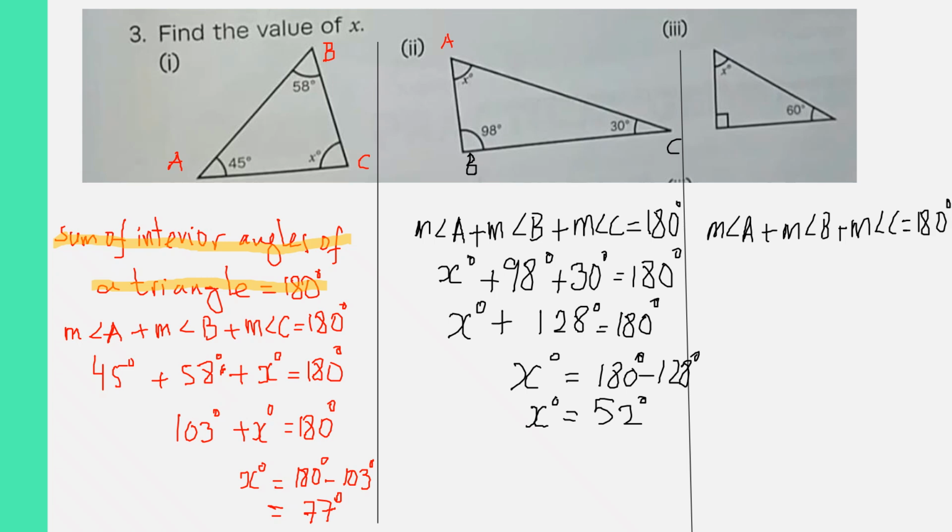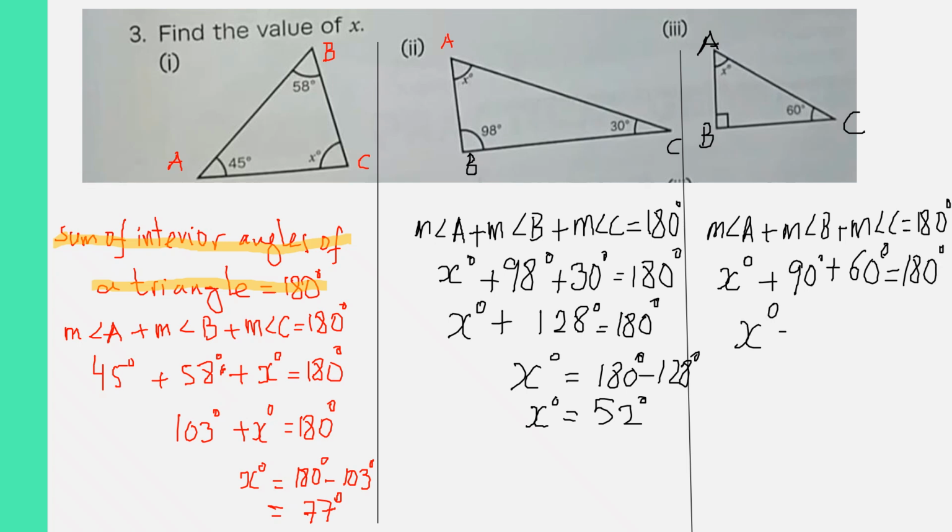As I told you before, you can name the vertices by yourself. This is A, this is B, and this is C. Now in this case, A is x degrees, B is 90 degrees, as you can guess from the symbol used, right? And measure angle C is 60 degrees, is equal to 180 degrees.